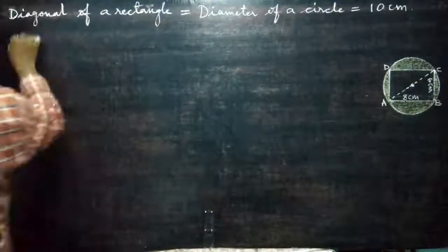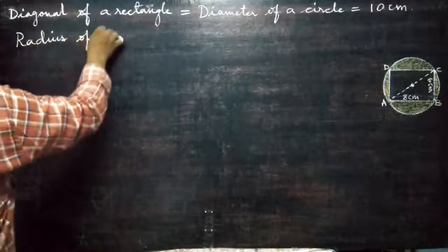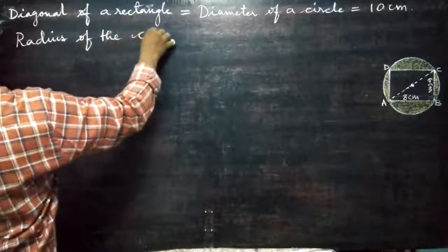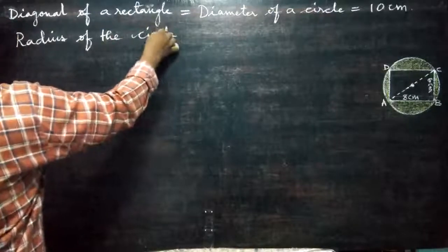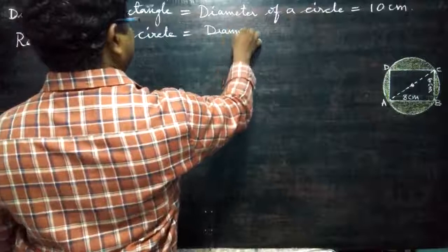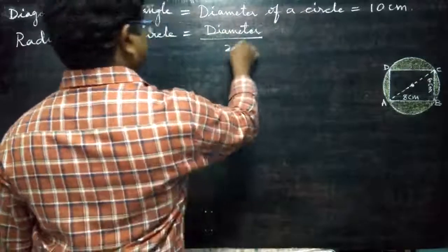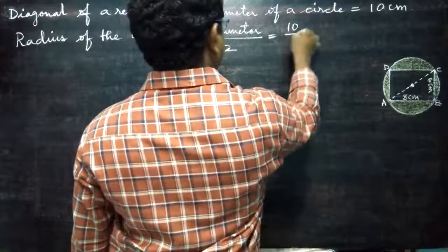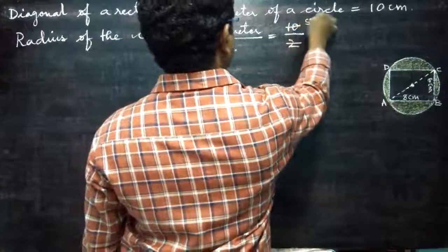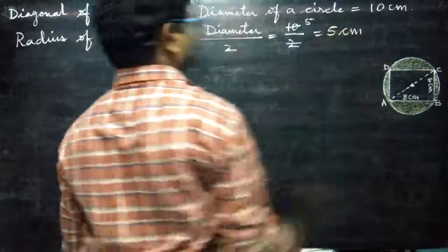Now find the radius. Radius of the circle is equal to diameter by 2. Diameter by 2, that is equal to 10 by 2. 2 goes 5 times. So radius we got is 5 centimeters.